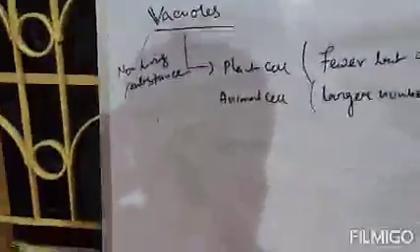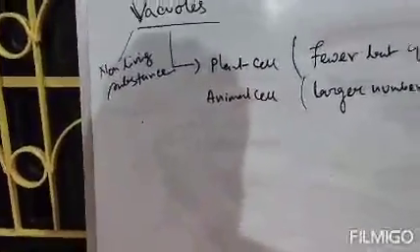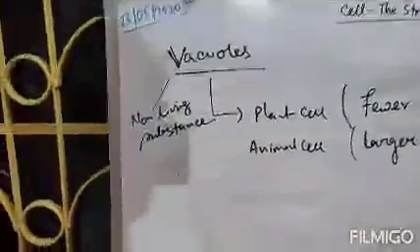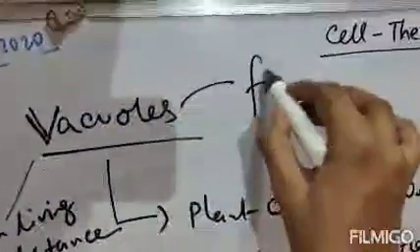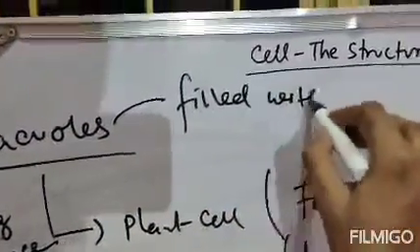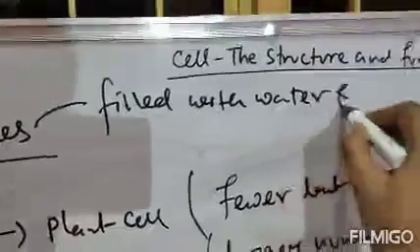Clear? These vacuoles are filled with water and various substances, and it is called cell sap. This vacuole is filled with water and other substances.